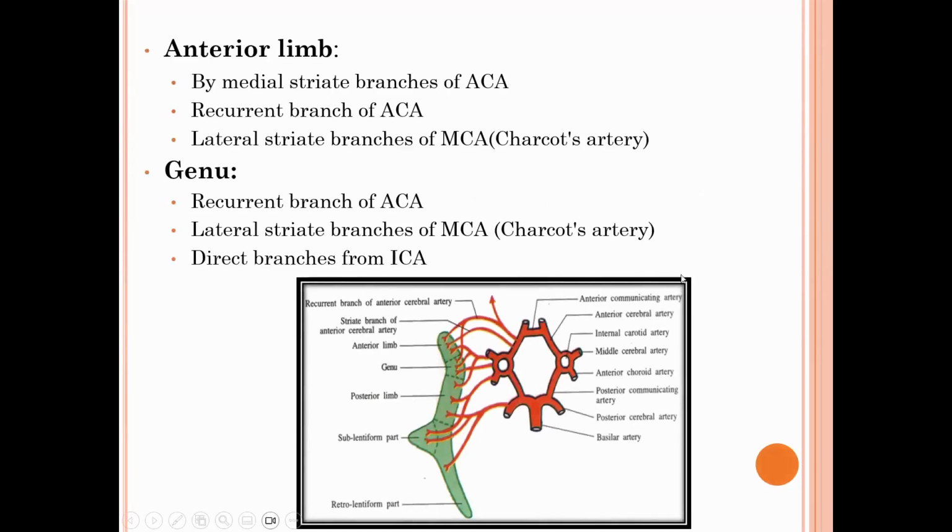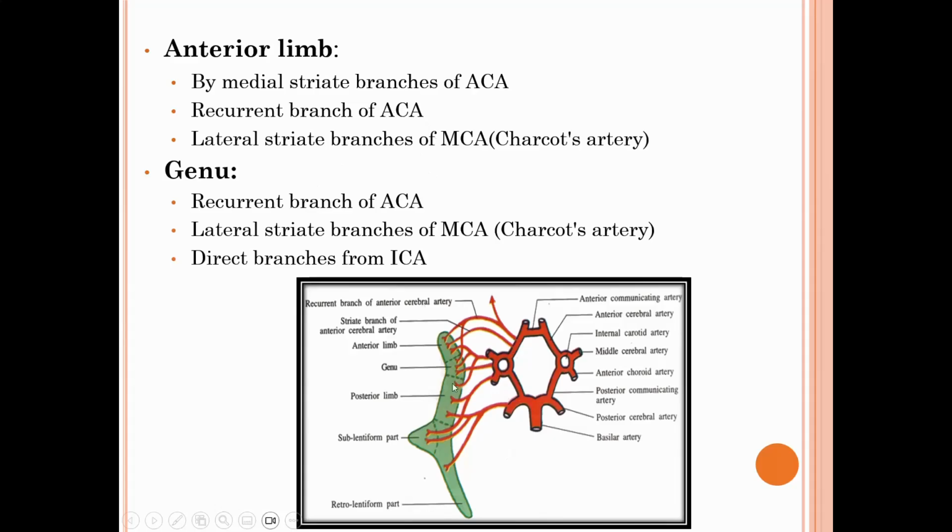So here you see the blood supply. The anterior limb is supplied by the medial striate branch of the anterior cerebral artery, the recurrent branch of the anterior cerebral artery, and the lateral striate branch of the middle cerebral artery, which is known as Charcot's artery. So you can see here the Charcot's artery which is coming from the middle cerebral artery, and the recurrent branch and the medial striate branch coming from the anterior cerebral artery, they are supplying the anterior limb.